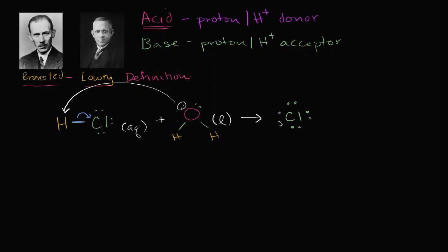It also grabbed those 2 electrons right over there, so it gained an extra electron. It now has a negative charge. It is now the chloride anion. So it has a negative charge.